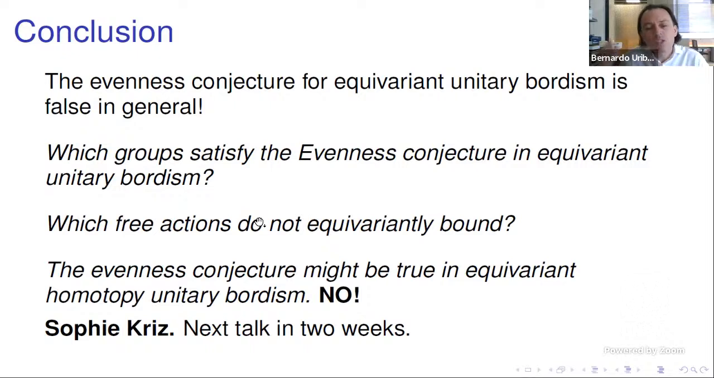And so the easier question is, when do free actions equivalently bound? We don't know. And the nice thing about this question is that it is the classical question, the classical question of Poincaré or Betti in the 1800s. When does a manifold bound? Which was answered by Thom, Pontryagin and many others. But if we now put the equivariant part on it, then it turns out that one needs to do something about it, because it's not so obvious.